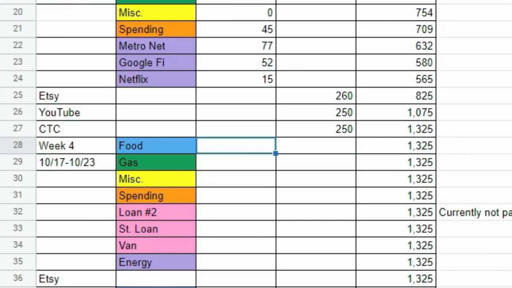That is a set amount as long as we're getting it. It stops at some point. I think it stops in December. Okay, for food, we're going to go ahead and put in our 200, our 15, our 0, and our 45 for all of our variable expenses.